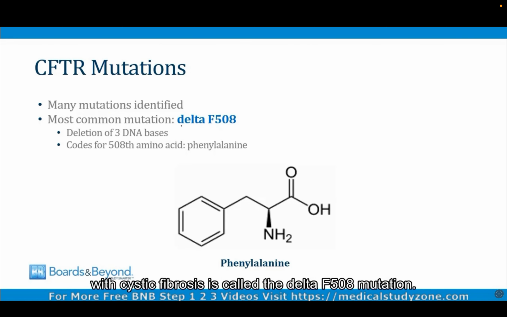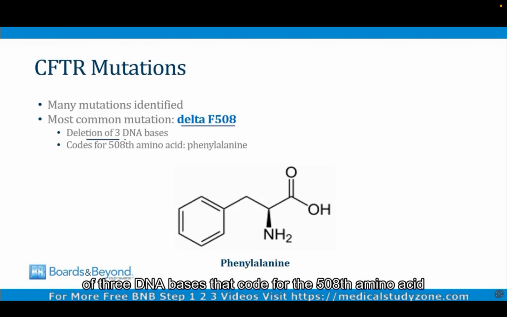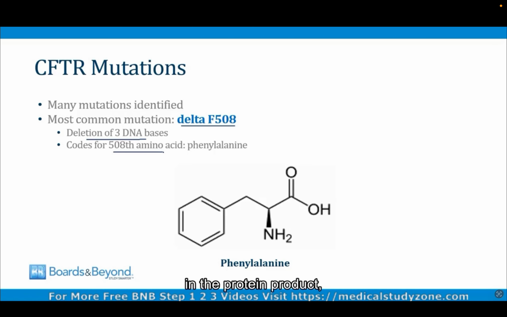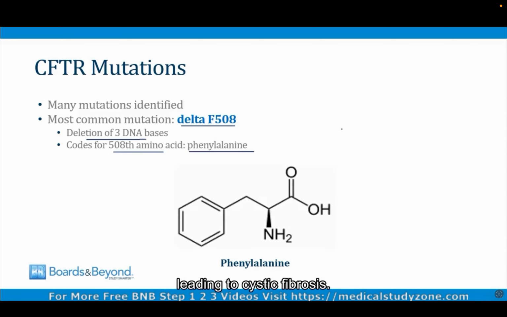Many mutations of the CFTR gene have been identified, but the most common mutation among people with cystic fibrosis is called the delta F508 mutation. It gets this name because this mutation involves a deletion of 3 DNA bases that code for the 508th amino acid in the protein product, and that amino acid is phenylalanine. This is the abnormality that is the most common mutation leading to cystic fibrosis.